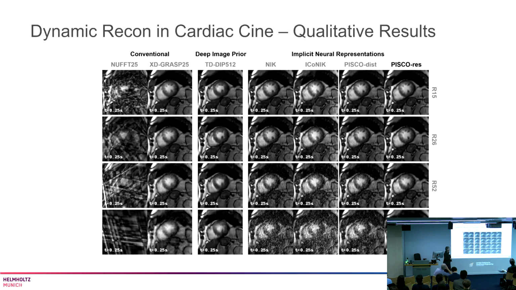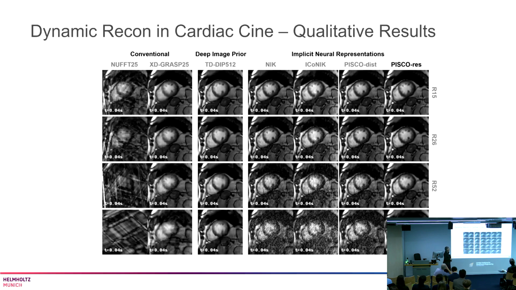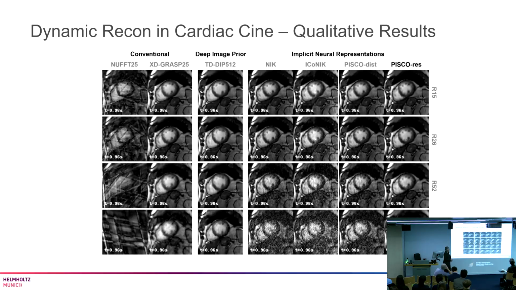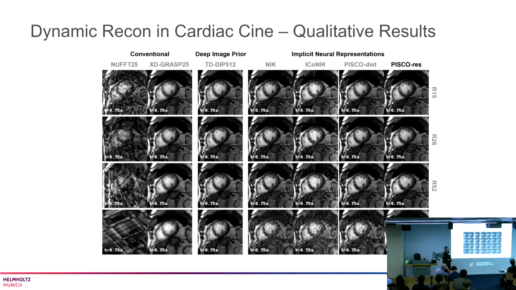You see that XT-GRASP is still pretty good. You know, that's basically the gold standard. Deep image prior is also very good, but we actually get some sharper delineations here than the others, and I think it's quite promising results.